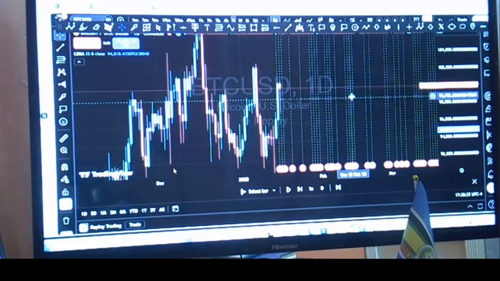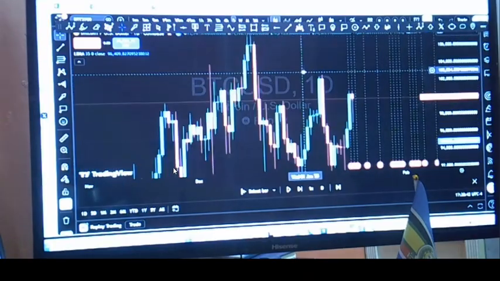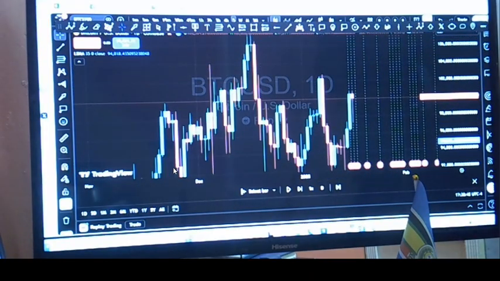Now let's start from here. The strategy we are trading is pure price action.